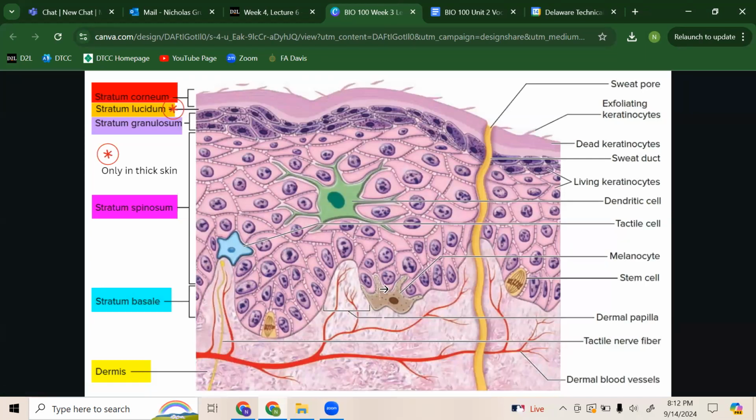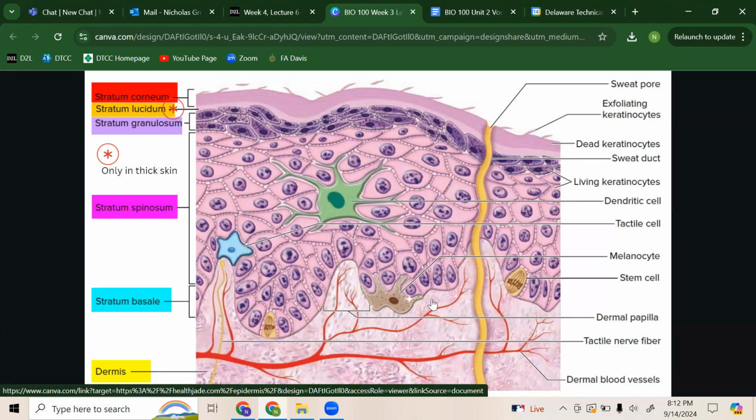The melanocyte down here, this is where melanin is produced, which is the pigment that gives skin color and hair color as well. So all of us have about the same number of melanocytes, but we have different rates of melanin production. People with darker skin, their melanocytes are more active and produce more melanin.